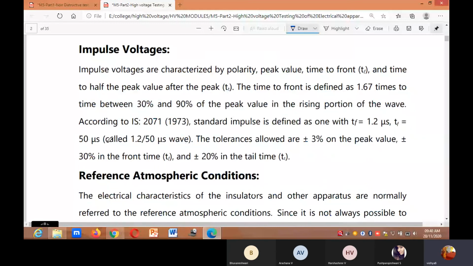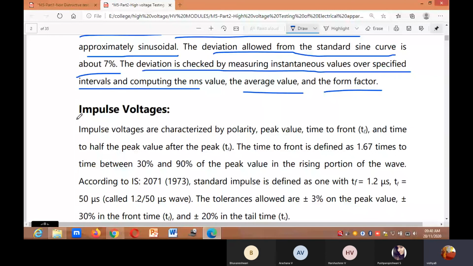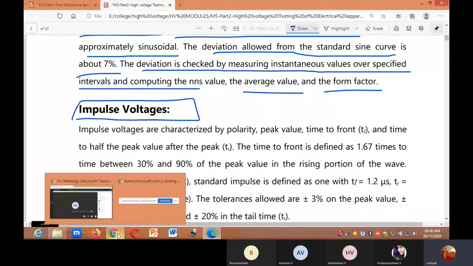In the next class, I will discuss the impulse voltages.